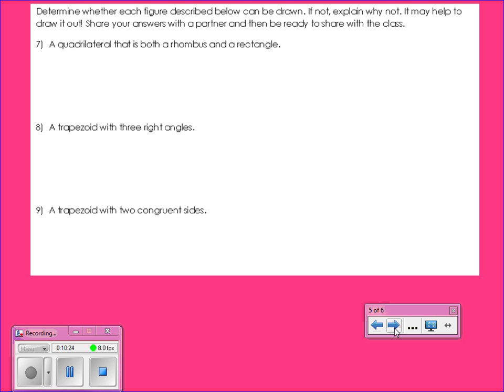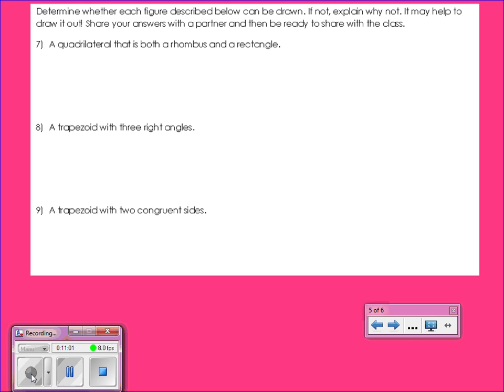Okay. So now I'm going to give you a little bit of time, and I want you to work through 7, 8, and 9. What you're supposed to do is read this and figure out if you could draw this figure. Can you draw a quadrilateral that is both a rhombus and a rectangle? If you can do that, go ahead and try it. If you don't think it can be drawn, then you need to explain why you can't draw it. I'm going to give you about 5 minutes to work through it by yourself, and then get with a partner and see what they think. I want you to work it yourself first, though.